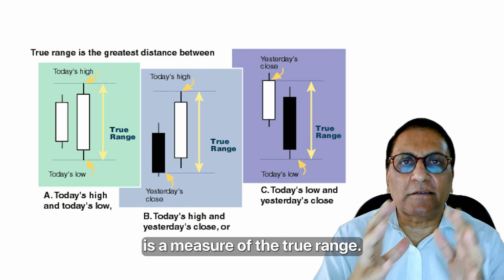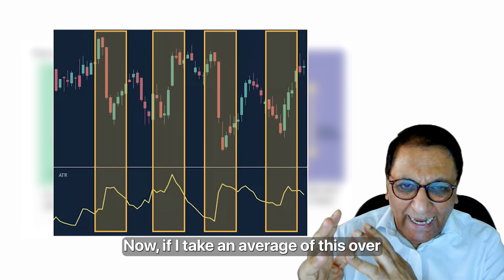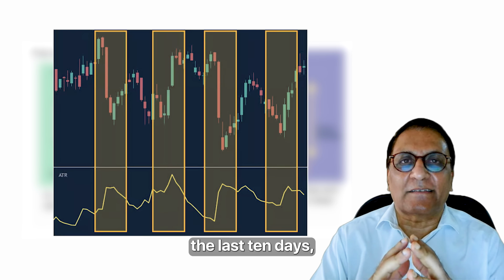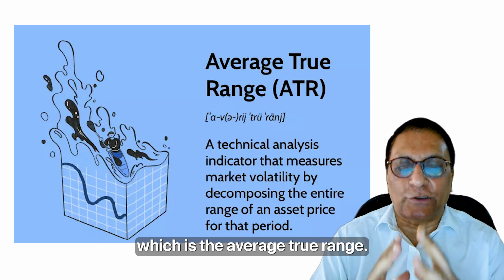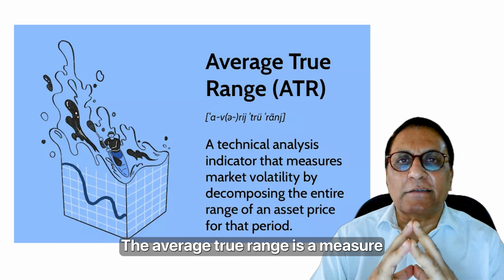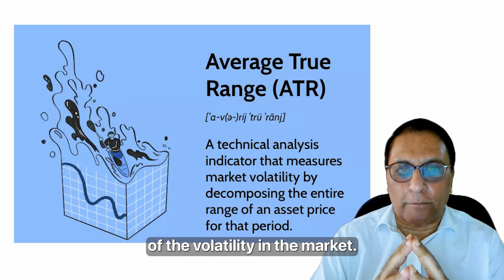Whichever is the highest is a measure of the true range. Now, if I take an average of this over the last 10 days, I get a new parameter called the ATR, which is the average true range. The average true range is a measure of the volatility in the market.